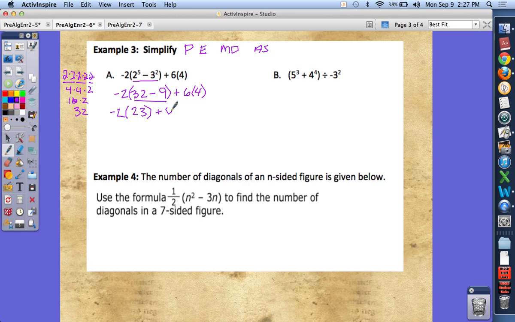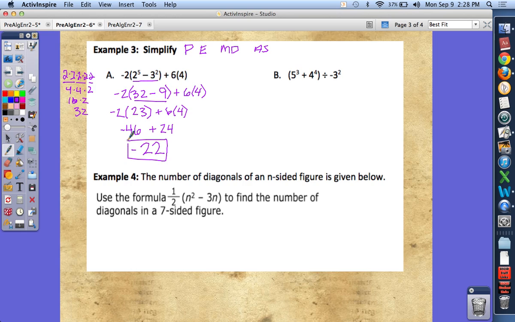And then plus 6 times 4. Order of operations, now I'm ready to do the multiplication. Negative 2 times 23. Negative times a positive. Negative 46. And 6 times 4, 24. Last step then, adding same signs or different signs here. Different signs, so you subtract. 46 minus 24 is going to give me 22. But the larger digit is negative, so my answer is negative.